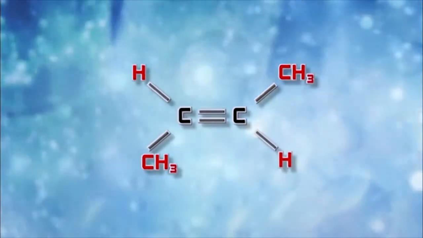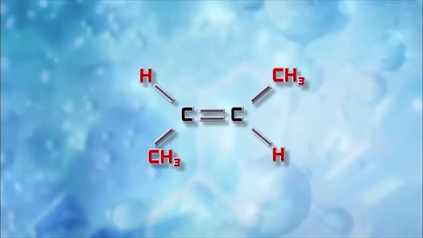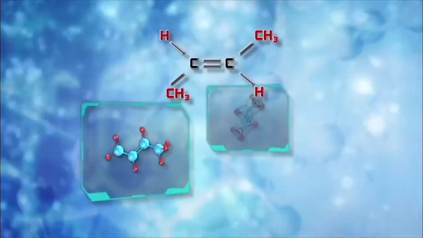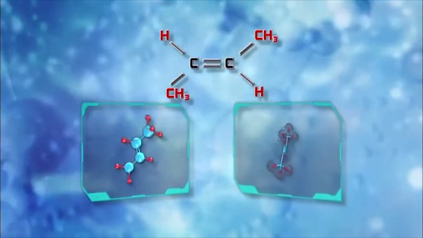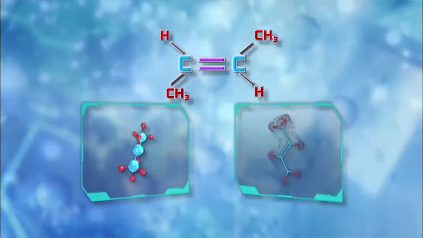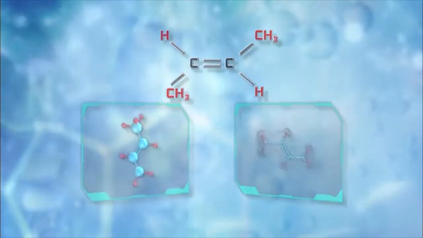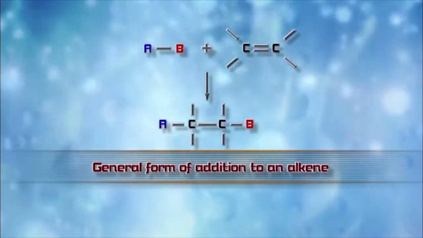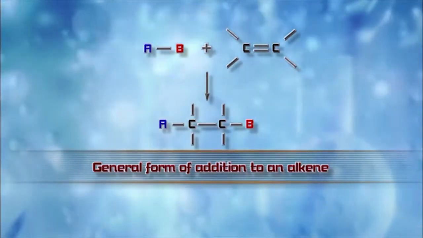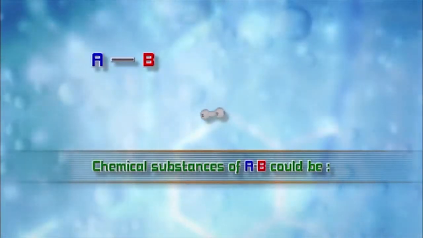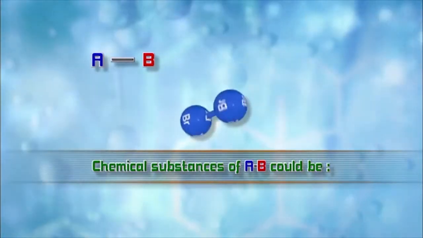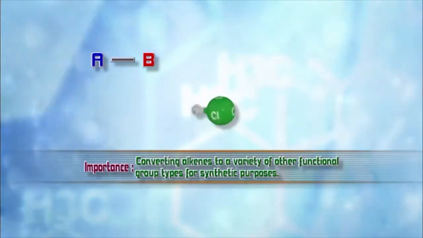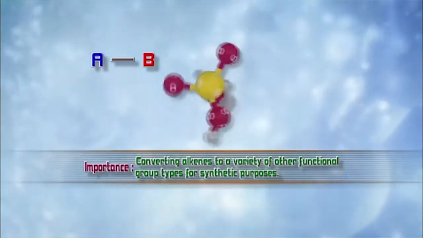Alkenes are unsaturated hydrocarbons. The characteristic reaction of alkenes is addition to the carbon-carbon double bond. In chemistry, a carbon-carbon double bond is denoted by a double dash. The general form of addition to an alkene may be represented as shown, where A and B can be various compounds. Through addition reactions, alkenes can be converted into many compounds with different functional groups for synthetic purposes.